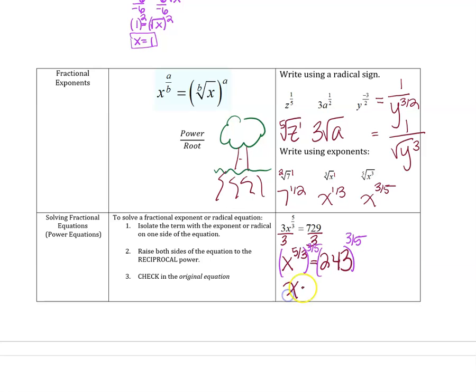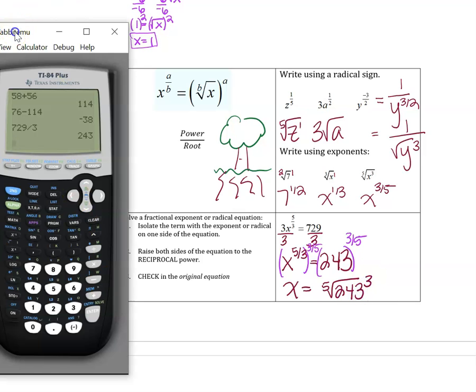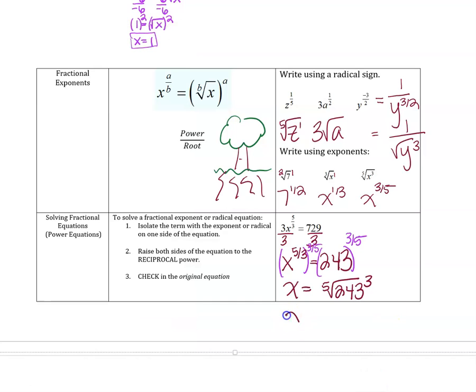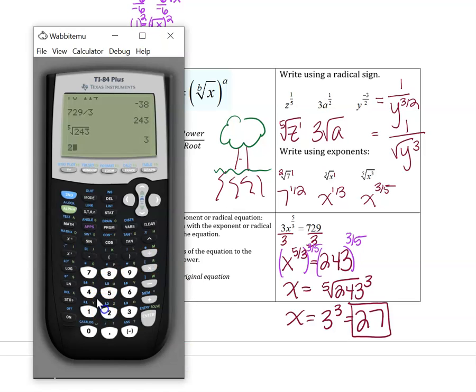Now, this as a radical, which you may see rewritten, is the same thing as the fifth root of 243 cubed. So if I go to my calculator, I can go to math. Oops, I want to do this. The fifth root, so I'm going to put the 5 in, math 5, so the fifth root of 243, that would be 3. And then 3 cubed is 27. Now, technically, I could also do this. I could do 243 raised to the 3/5, and that gives me 27 as well.